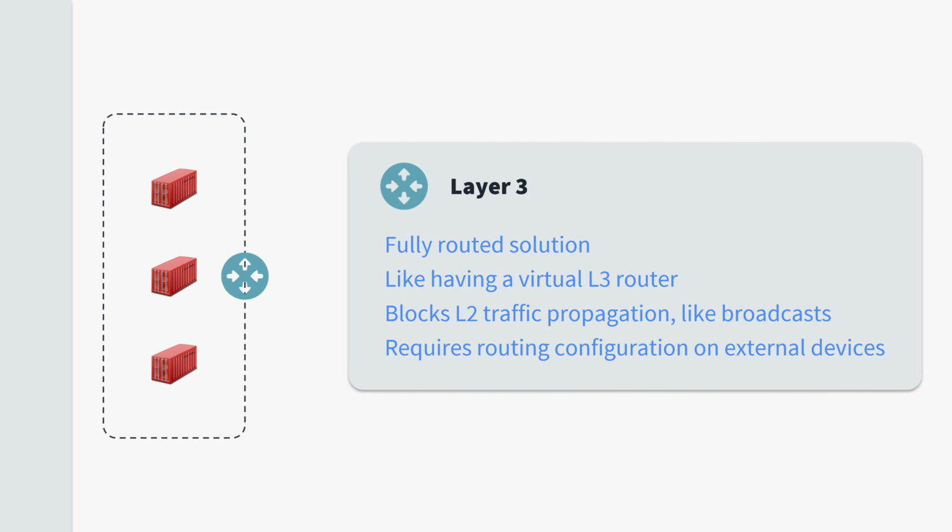There is a routed network behind the host's network card, and it behaves like a virtual Layer 3 router inside Docker itself. Containers get unique IP addresses, but in a different subnet to the Docker host. An important thing to remember is this. This requires external network configuration. You would need to add a route on your external gateway to point traffic for this container subnet toward the Docker host.